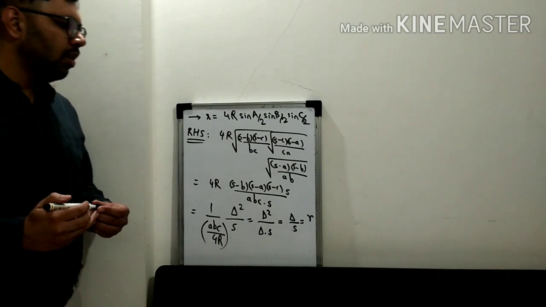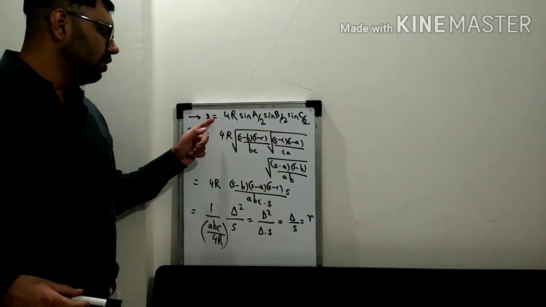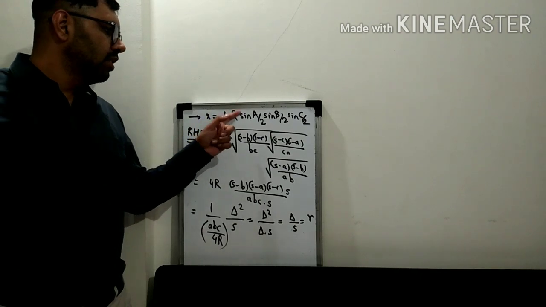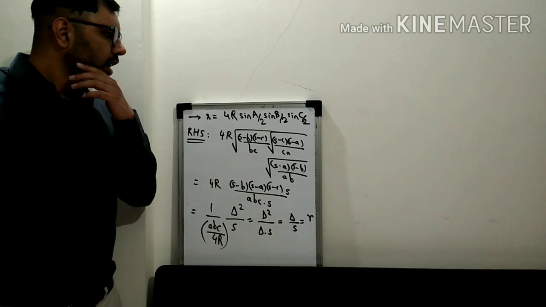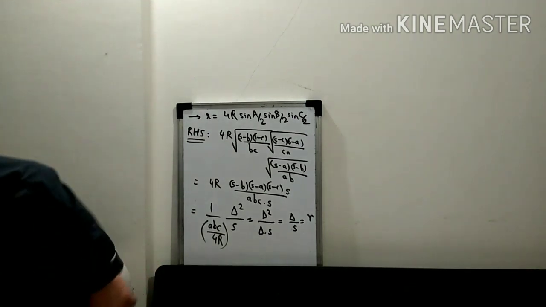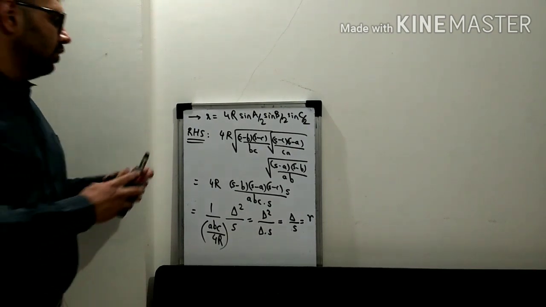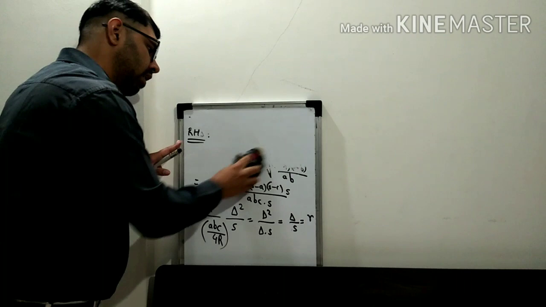Okay, so this is how we prove this formula, which is small r is equal to 4 times capital R sine A by 2, sine B by 2 and then sine C by 2. Like these were some of the results which were important. There are more formulae also.